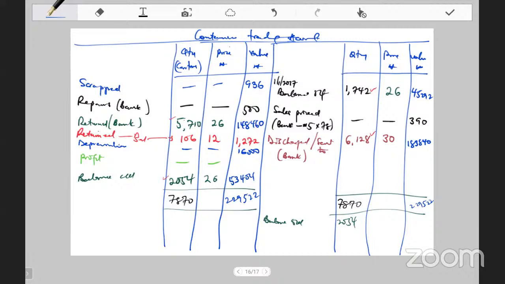936 plus 500 plus 148,460 plus 1272 plus 16,000 plus 53,404. So I'm having 220,000. So I subtract that from 229,522. So the profit I'm having for the period here is 8,950, and that is the question.